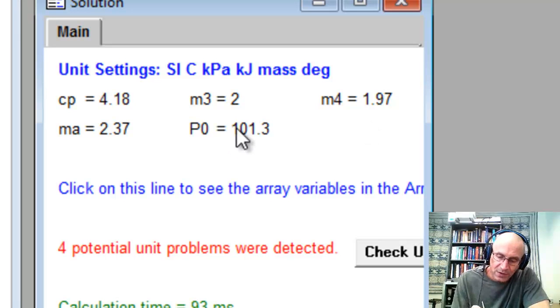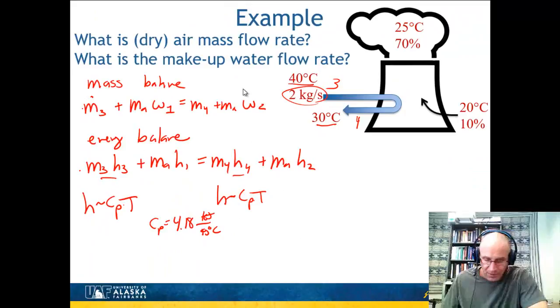So, all right, those are the solutions to that problem. If we come back here, we just found out what the makeup water flow rate was, 0.03, and the air flow rate.